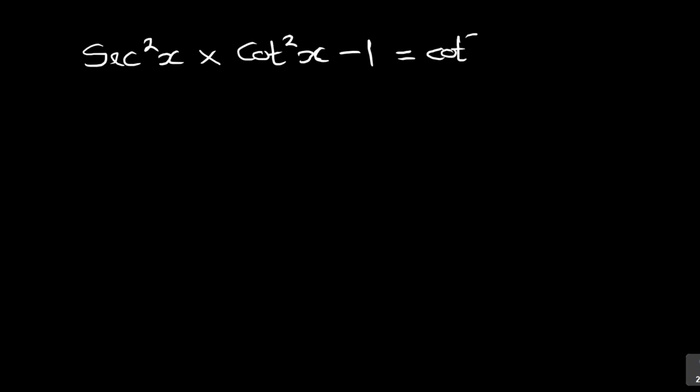Make use of trigonometric identities to prove that sec squared x multiplied by cot squared x minus 1 is equal to cot squared x. Okay, so just look at the way I wrote it. They put a multiplication sign here, so it's sec squared x times cot squared x.